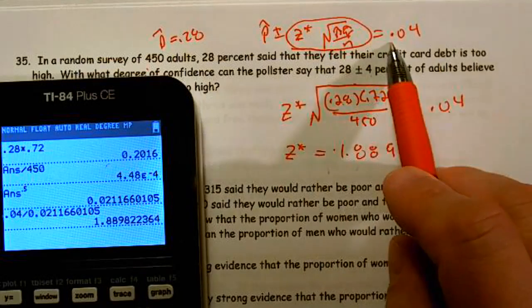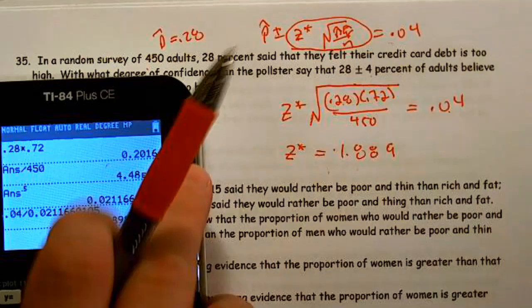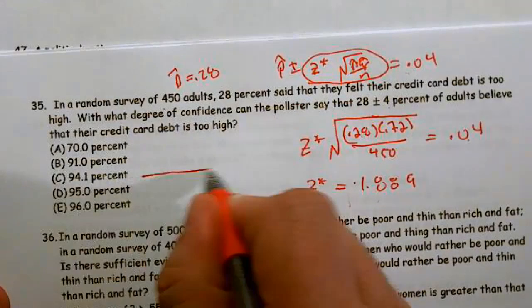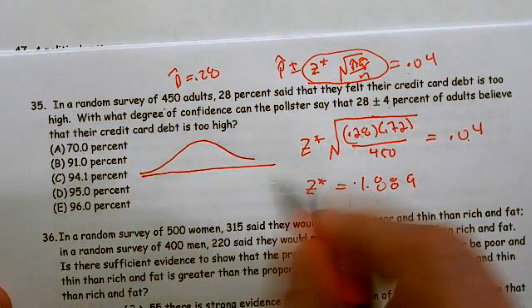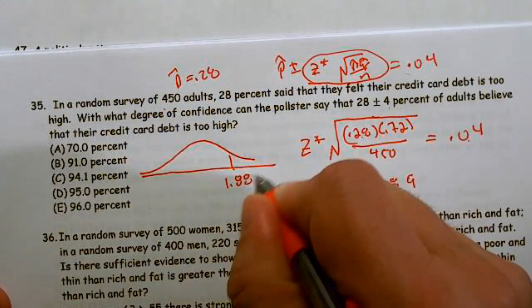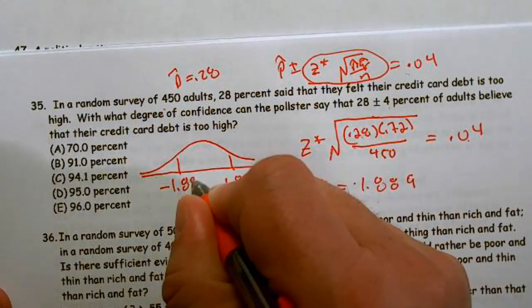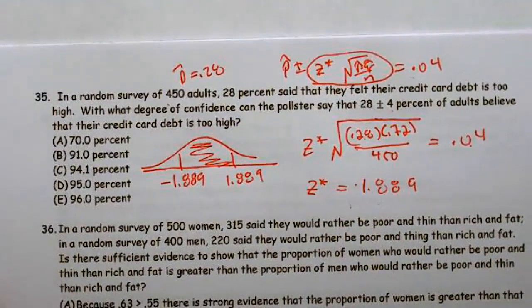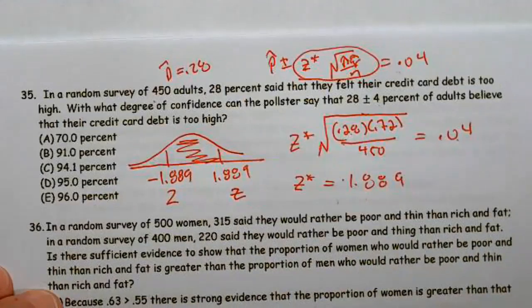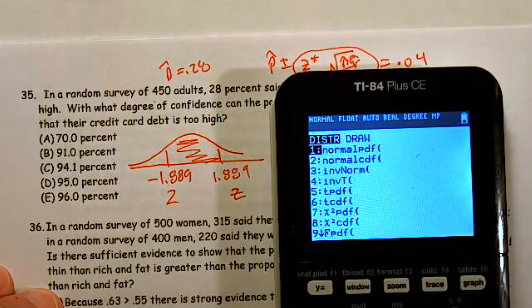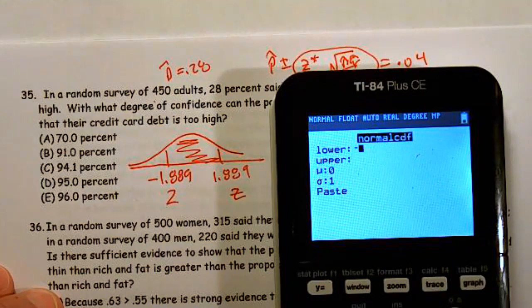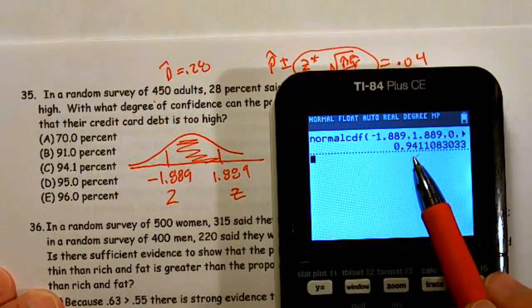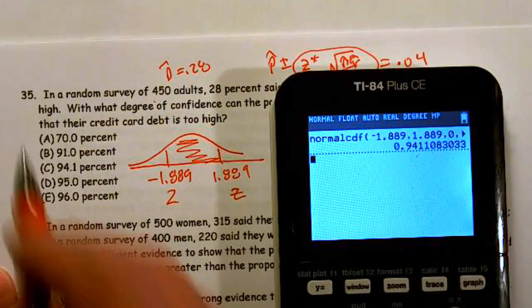Now, technically, this could have been a negative 0.04 or a positive 0.04. So I'm essentially getting a z star value of either 1.889 or negative 1.889. And I'm looking for the confidence level. I'm looking for this area, and these are my z values. So I can do a norm CDF, second vars, norm CDF, lower negative 1.889, upper 1.889, mean of 0, standard deviation of 1. And I get 0.941, so 94.1%.